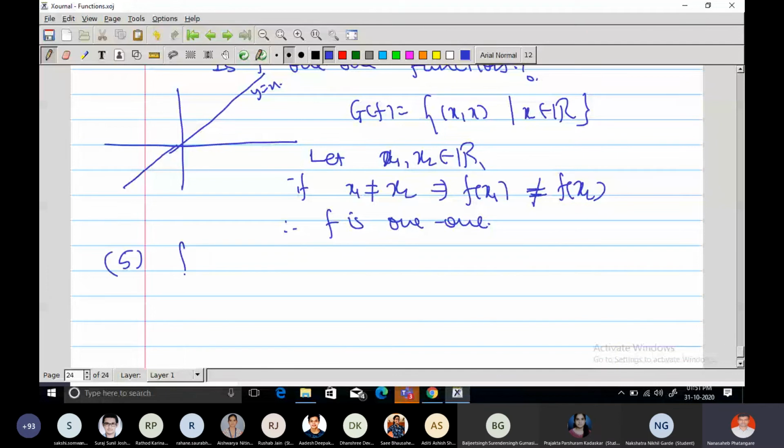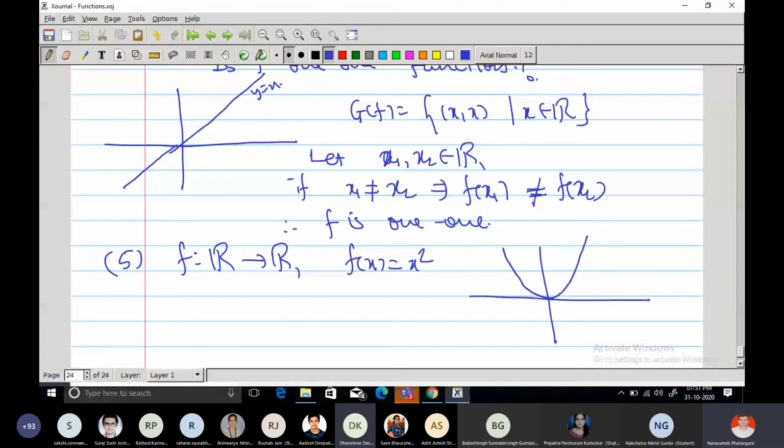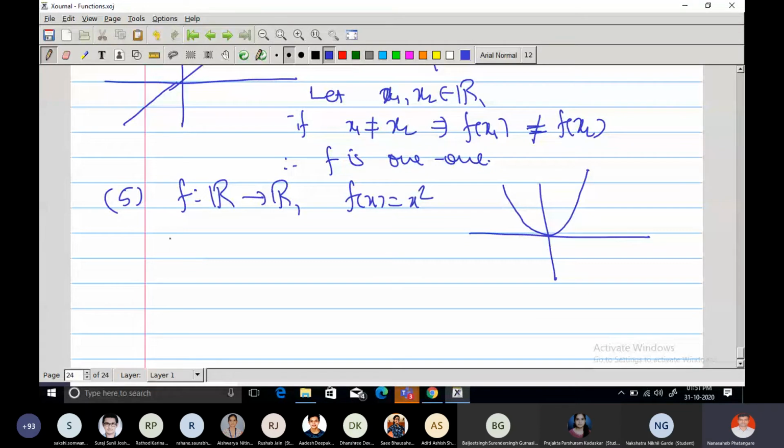So if I define f of x is equal to x square, then what is the graph? Parabola. Right, a parabola. Now, is it one-one?